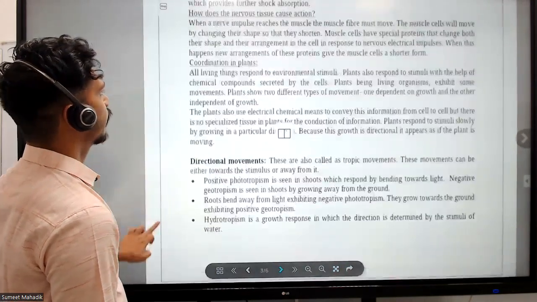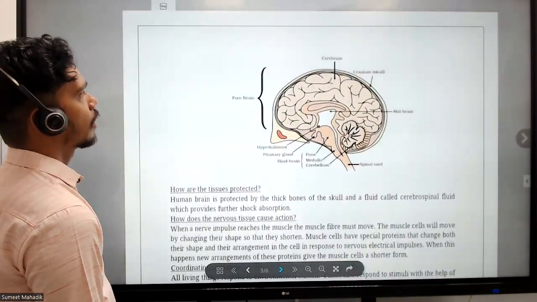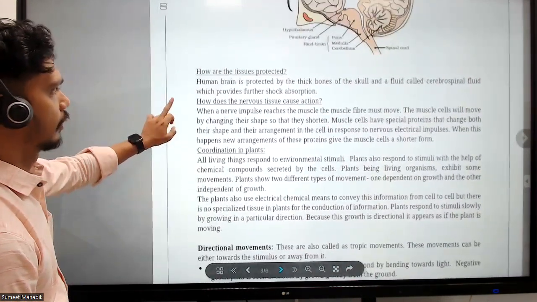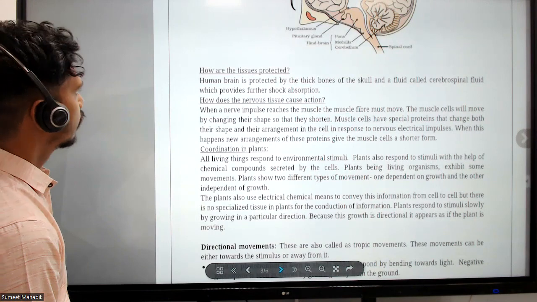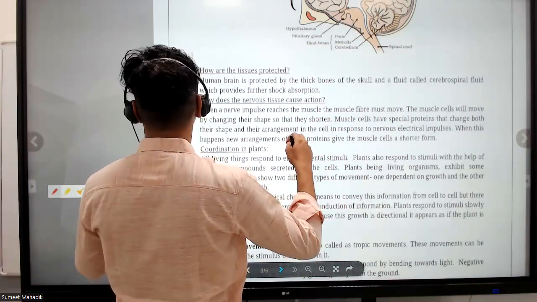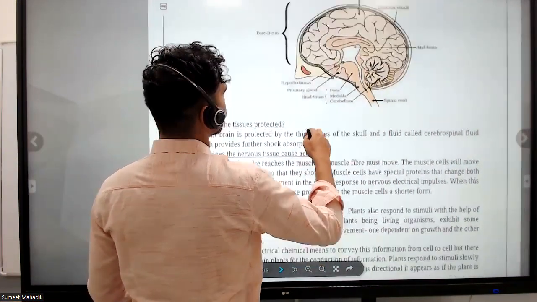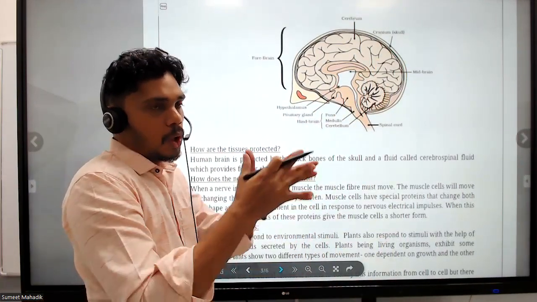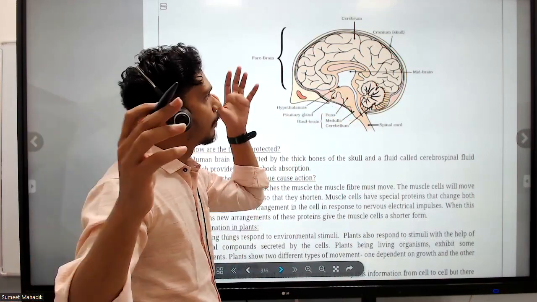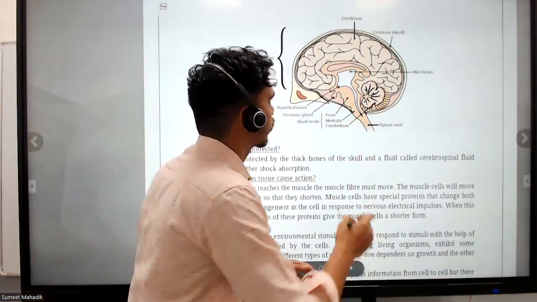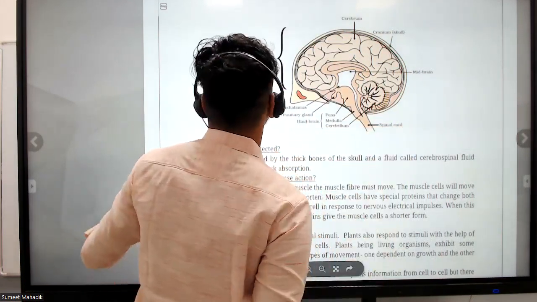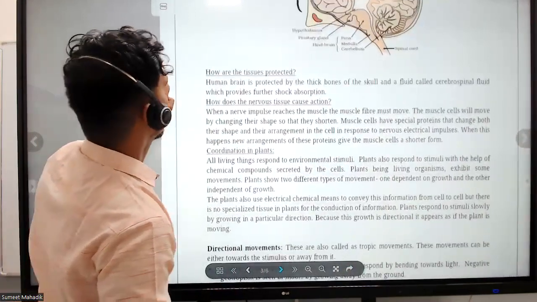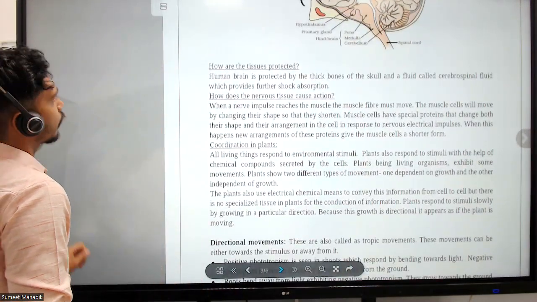Now let's move to the next part. See, we talk about this diagram only. Now, how are the tissues protected inside the brain? Can you see the brain? It is a compact, compressed thing. A lot of big things we are compressing, so that's why these structures are coming, right? The more structures, the more memory. Now, let's talk about how the tissues are protected.